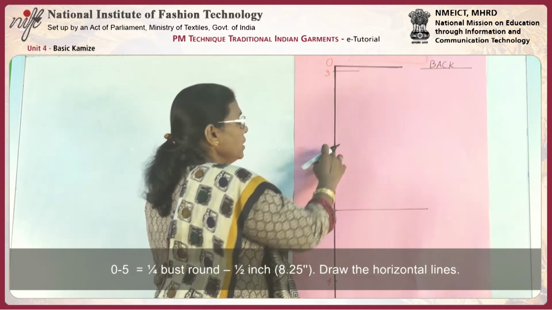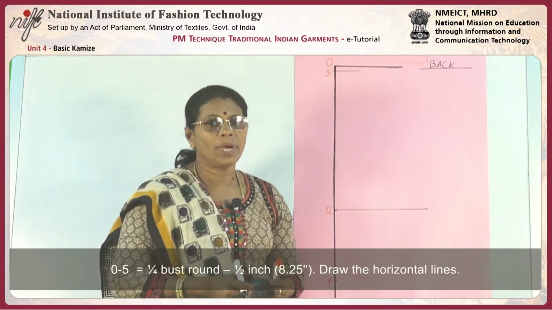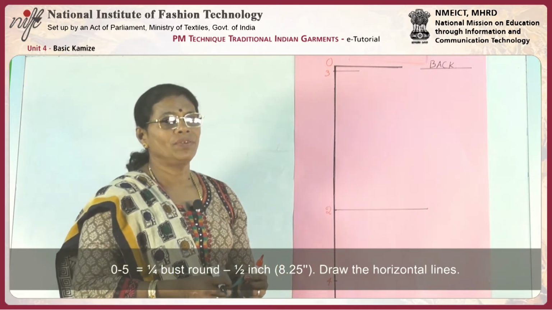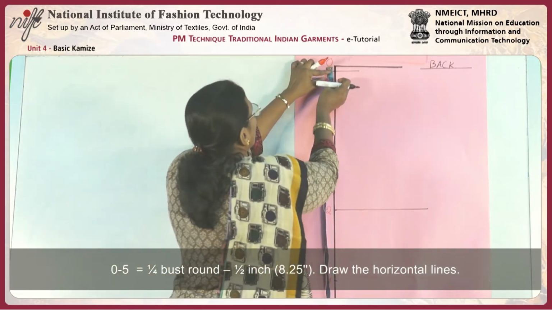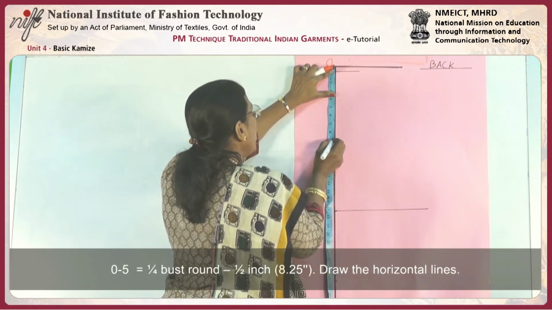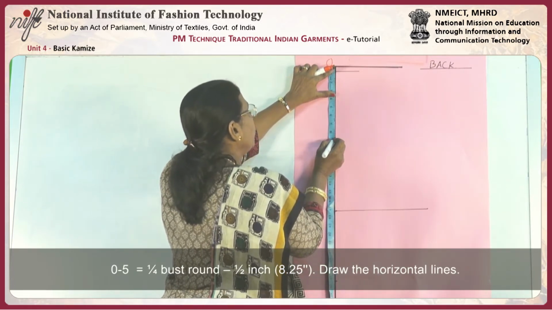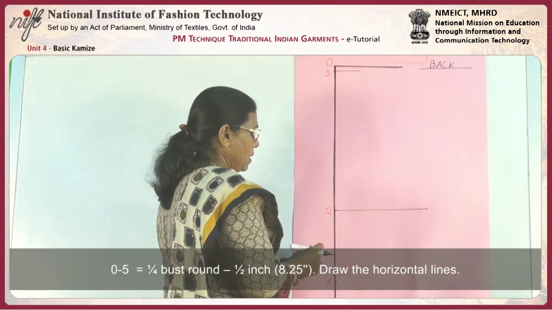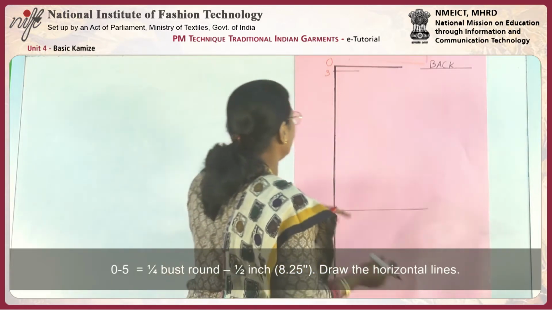0 to 5 is bust by 4 minus half an inch. 8.65 is bust by 4, minus half an inch is 8.25, and draw the horizontal lines.